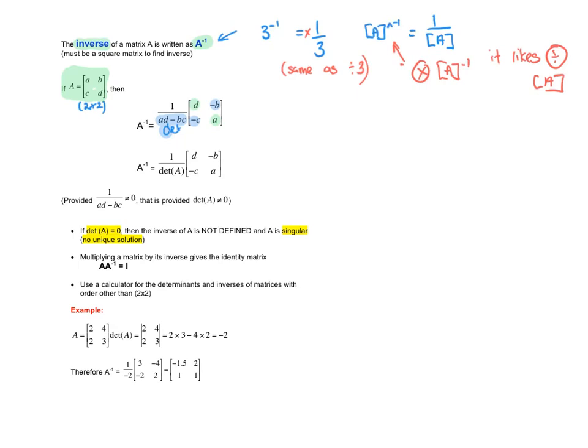So if the determinant ends up being 0, can you have 1 divided by 0? No. So if the determinant equals 0, you cannot find the inverse; there'll be no inverse. That tells us a lot about a problem, that we might not be able to find it. If the determinant equals 0, the matrix is called singular, and there's no unique solution.